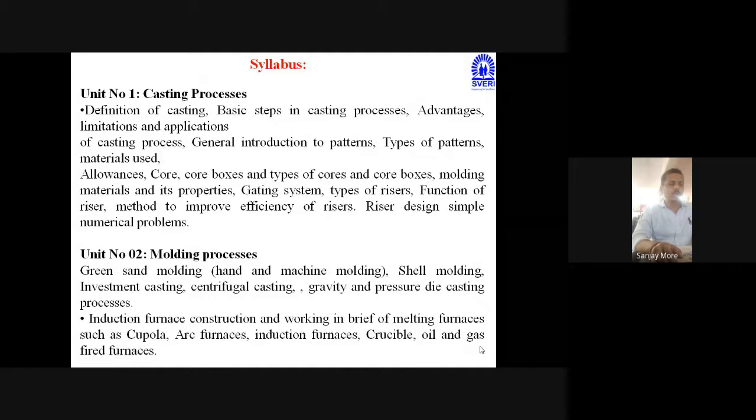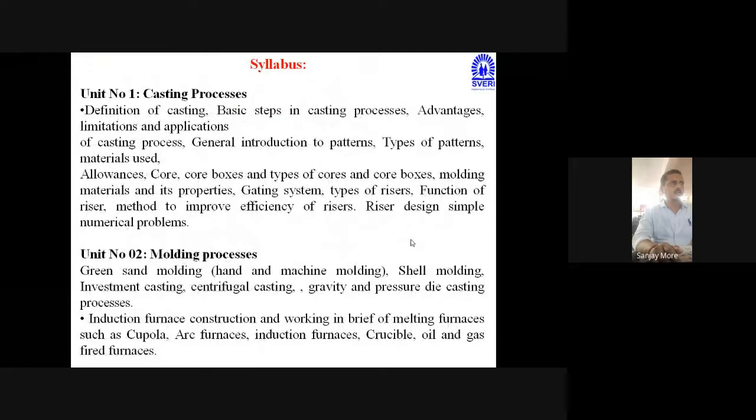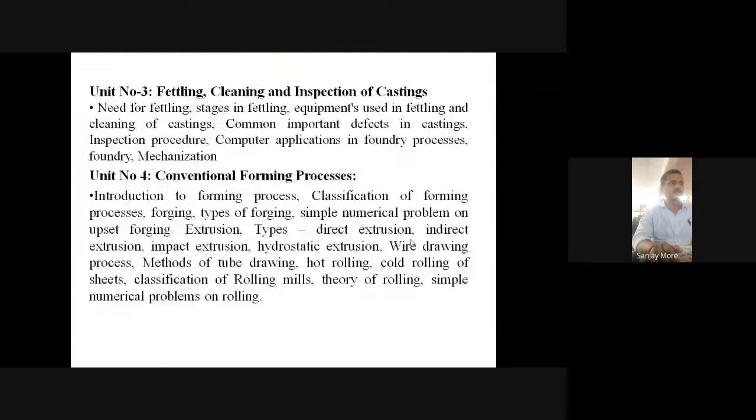So in unit number one, casting process, two points are remaining. One is the gating system, and types of riser, then function of riser, then method to improve efficiency of riser. Okay, and this one, riser design simple numerical, this is not required. So today is our last lecture to cover this unit number one, casting process.